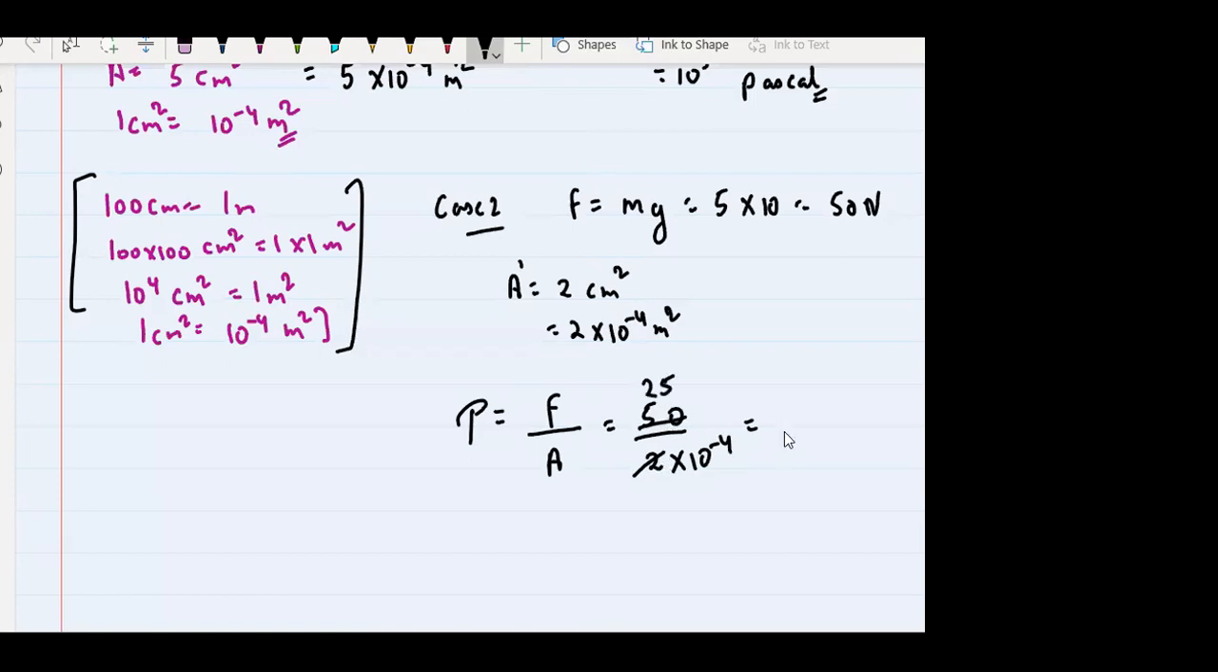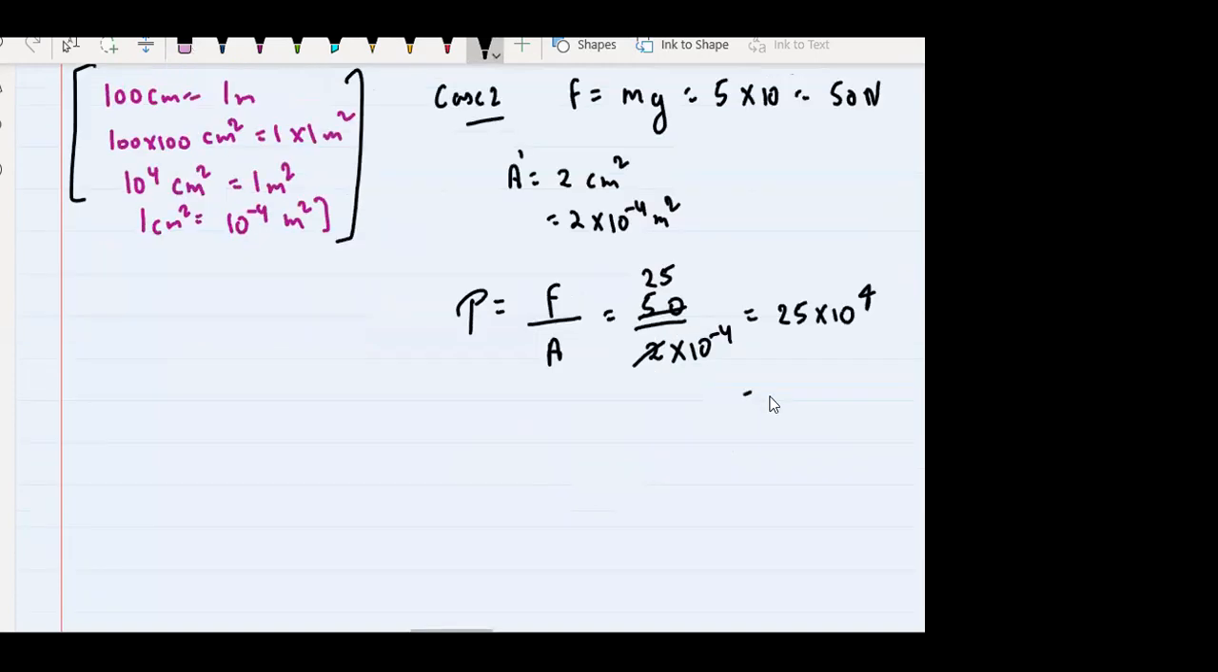So it is 25 into 10 to the power 5. Sorry, not 10 to the power 5, right? It is 10 to the power 4. So it is equal to 25 into 10 to the power 4 Pascal.